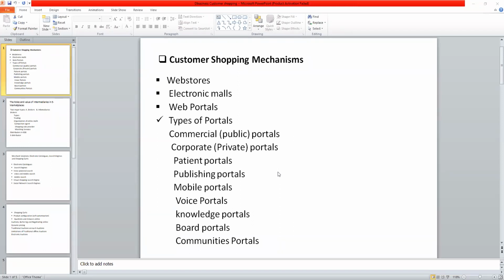Next is the publishing portals. These portals are intended for communities with mutual interest groups, or they involve a little customization of content. However, they provide extensive online search features, and some of them have interactive capabilities also.